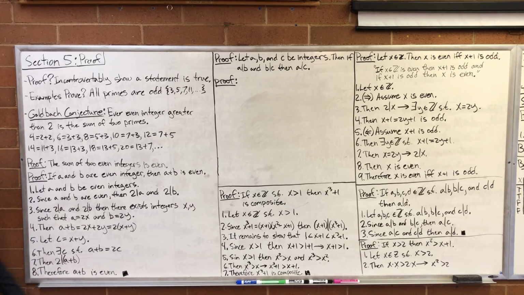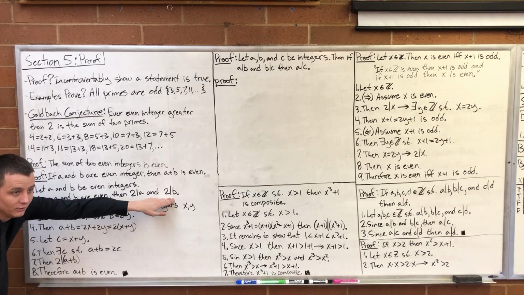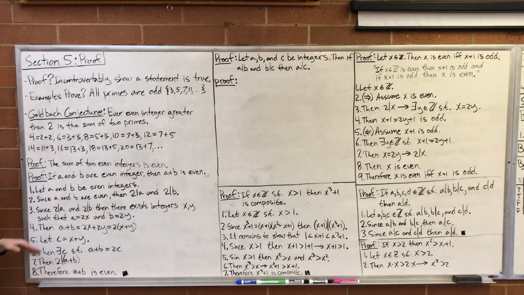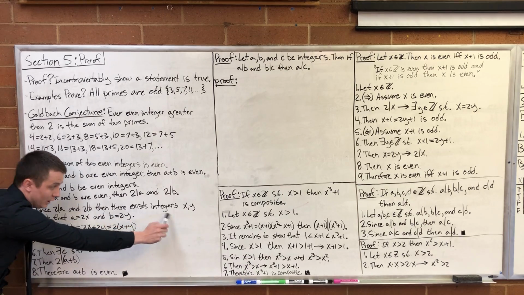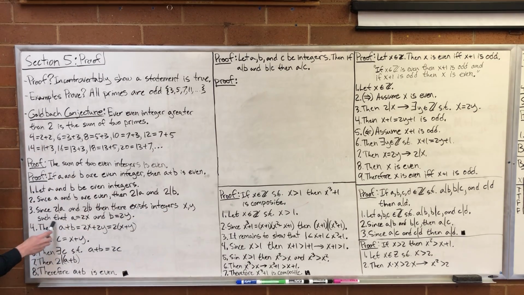But wait, there's more. We know what it means for 2 to divide A and 2 to divide B. What does that mean? Well, since 2 divides A and 2 divides B, then there must exist some integers, call them x and y, such that A is equal to 2x and B is equal to 2y. Right? Okay, we used all our definitions. Now we're stuck at line 3. Well, shoot.